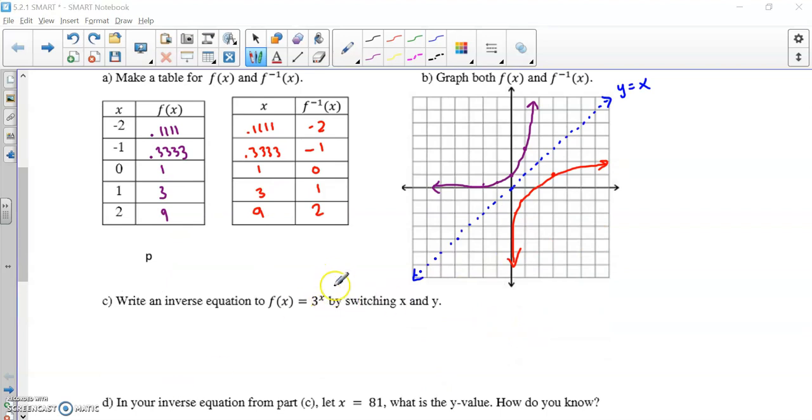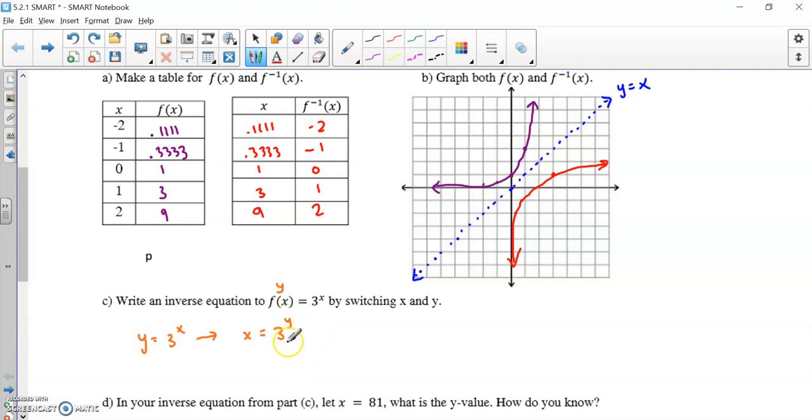If we wanted to find the inverse equation of this, we learned a method last week called the switch and solve method, and we started by switching x and y. Remember that this f of x is your y, so from y equals 3 to the x, we would switch it to x equals 3 to the y.